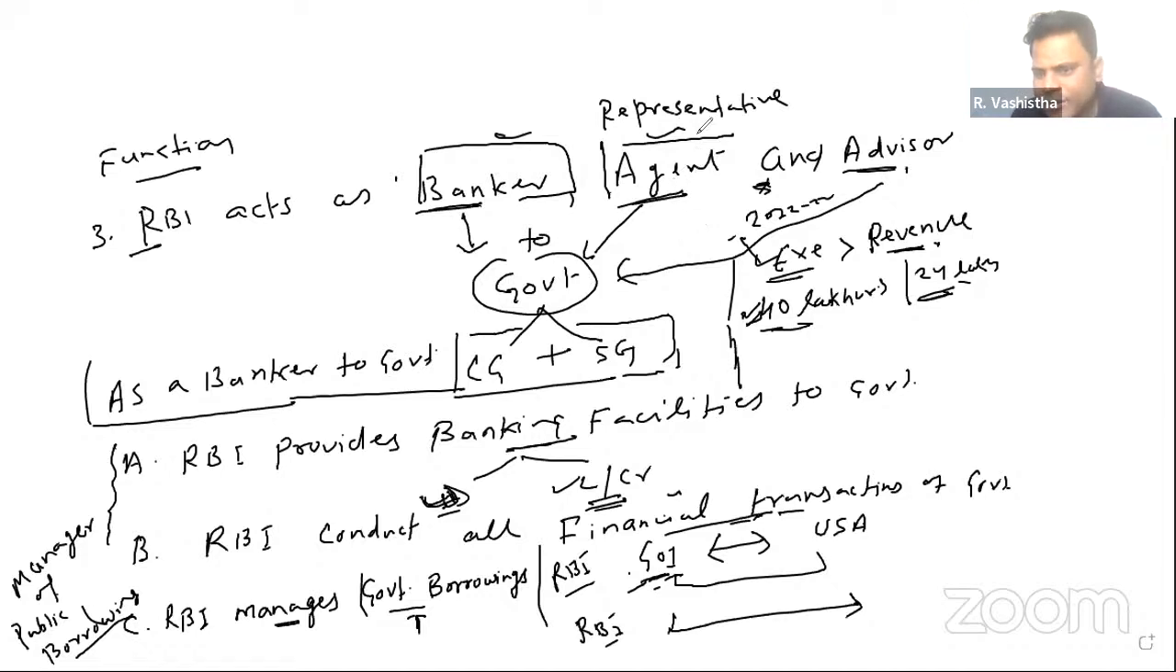So being the agent or representative, RBI participates in various national and international conferences on behalf of government. Please write it down. As an agent of government, RBI participates in various national and international conferences on behalf of government.